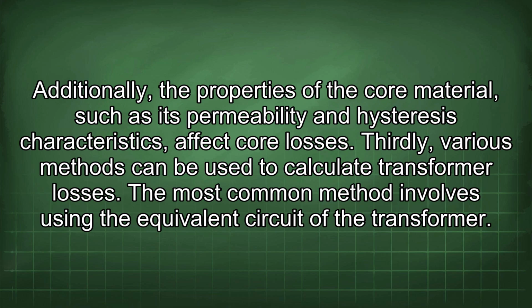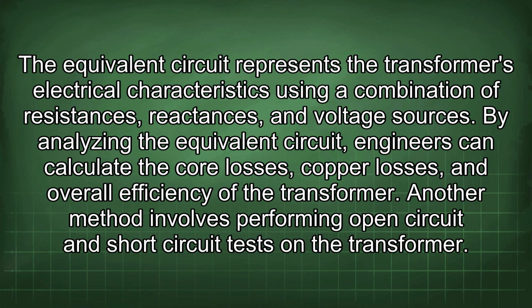Thirdly, various methods can be used to calculate transformer losses. The most common method involves using the equivalent circuit of the transformer. The equivalent circuit represents the transformer's electrical characteristics using a combination of resistances, reactances, and voltage sources. By analyzing the equivalent circuit, engineers can calculate the core losses, copper losses, and overall efficiency of the transformer.